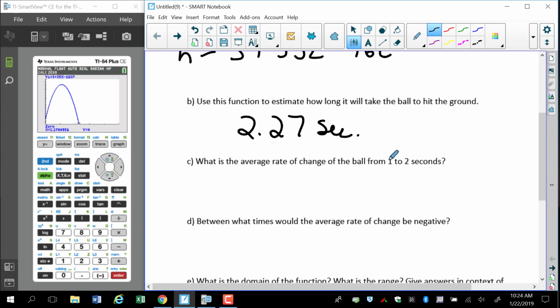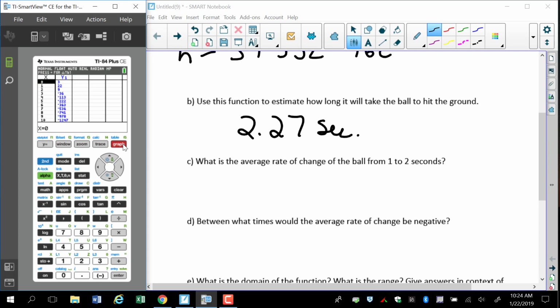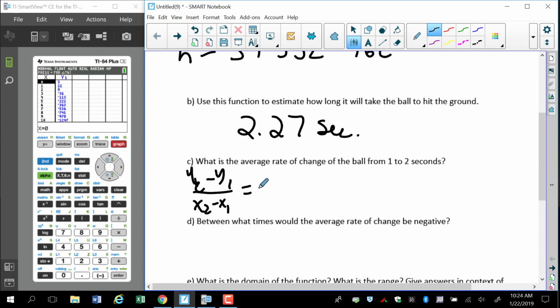What's the rate of change of the ball from 1 to 2 seconds? Well, if we want to do rate of change, remember rate of change is y2 minus y1 over x2 minus x1. So from 1 to 2 seconds, it goes 22 to 9 over 1 minus 2 seconds. So the rate of change from 1 to 2 is going to be going down, and 22 minus 9 is going to be 13. And that's going to be our rate of change.